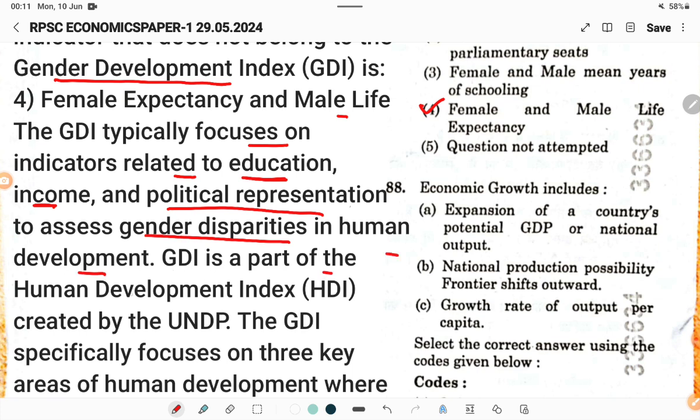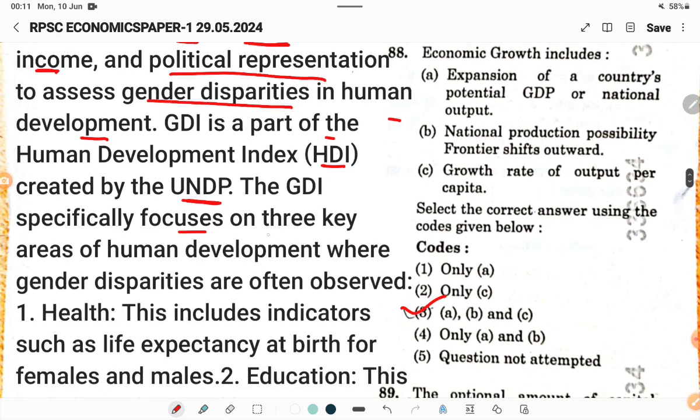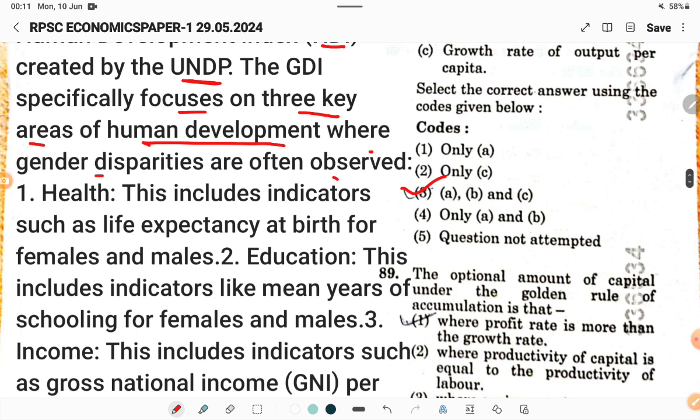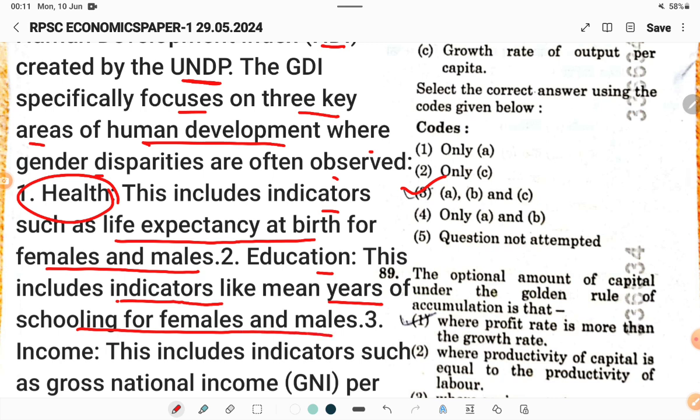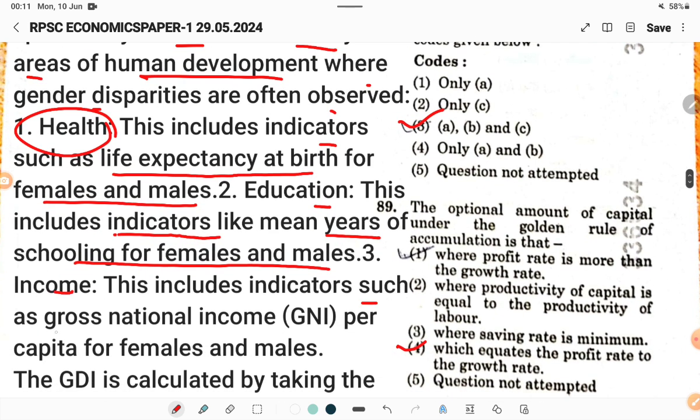And GDI is a part of the SDI created by the UNDP. The GDI specifically focuses on the three key areas of human development where gender disparities are often observed. Health, first one is the health. So this includes indicators such as life expectancy at birth for females and males. And education, this includes indicators like mean years of schooling for females and males. And third is income, this includes indicators such as gross national income per capita for females and males.